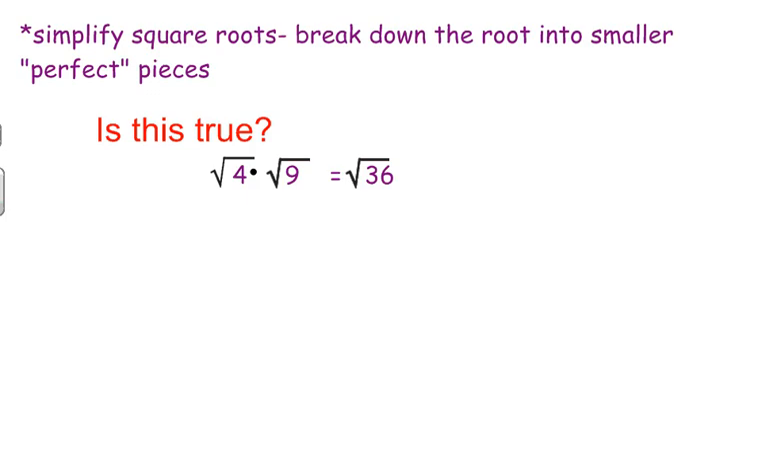So here's what I mean. For example, I could do the square root of 4 times the square root of 9, which is the square root of 36. Let's check to see if this is true. Well, what is the square root of 4? It's 2, because 2 times 2 is 4. And what is the square root of 9? 3, because 3 times 3 is 9. And I see that they're being multiplied together. So I'm wondering if that's the same as this. The square root of 36 is 6. So is this true? Yes, that is true.